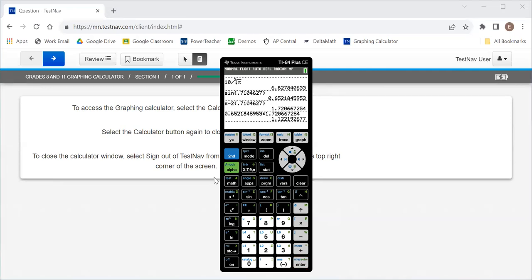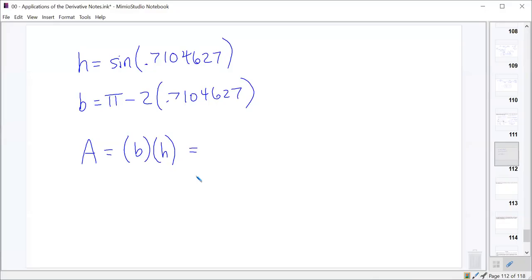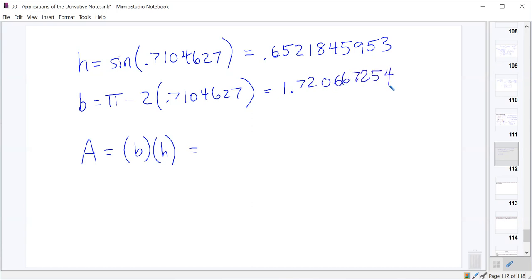And we'll go back in. That first value that we got was 0.6521845953 as our height. Our base was 1.72066724, and our total area was 1.122192677. That's it for that one.